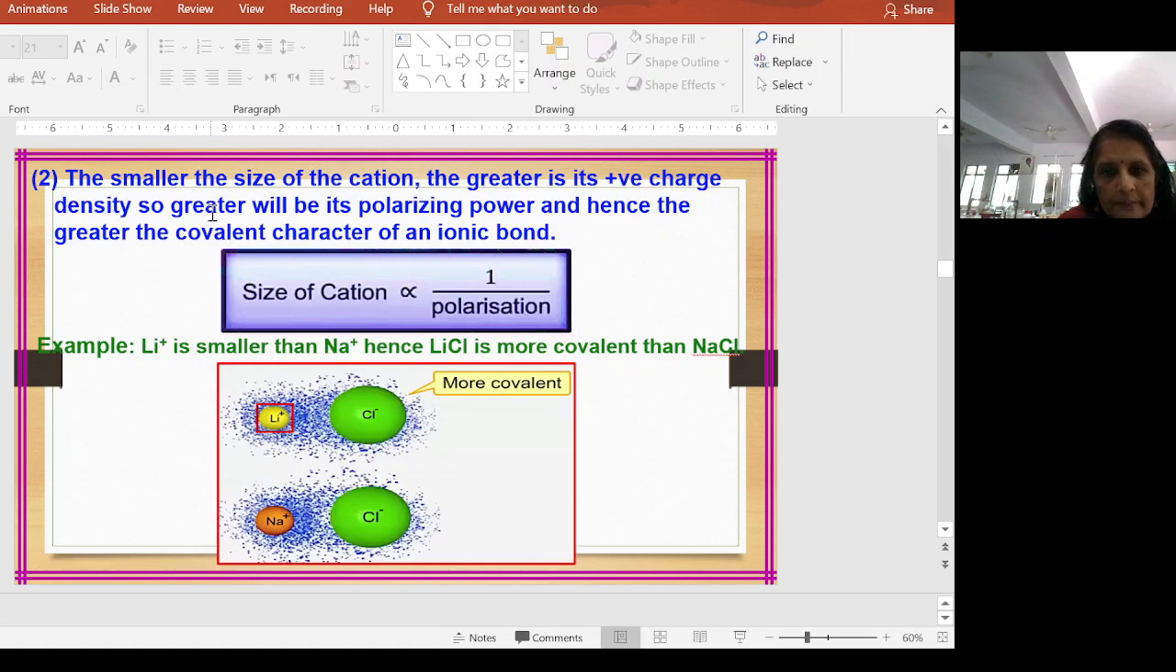Now there are some things which will help you decide. The size of the cation is inversely proportional to the polarization. The smaller the size, the greater the polarization, as I told you in the example of lithium chloride and sodium chloride just now. So if lithium is a smaller ion, it will have more polarization power. Size is inversely proportional to the polarization. Therefore, the compound will be more covalent. Like you can see that lithium chloride is more covalent than sodium chloride.